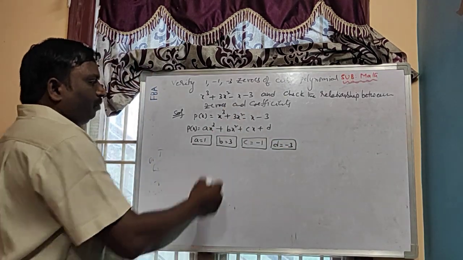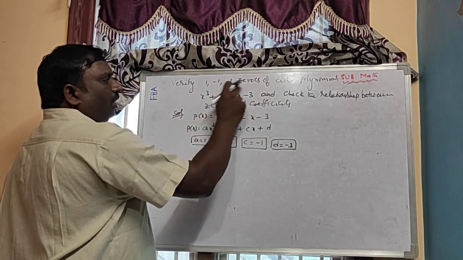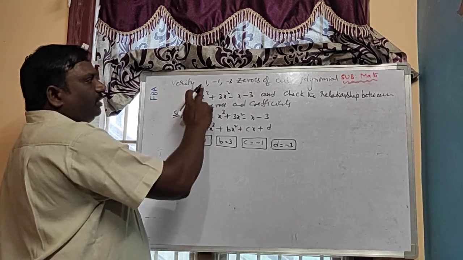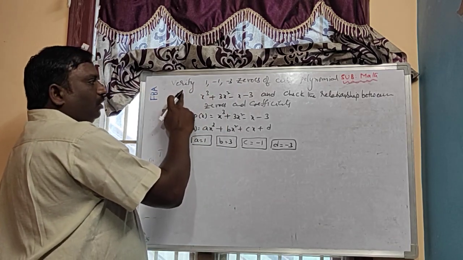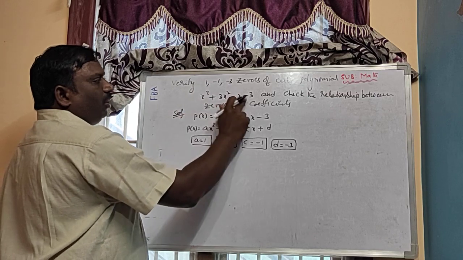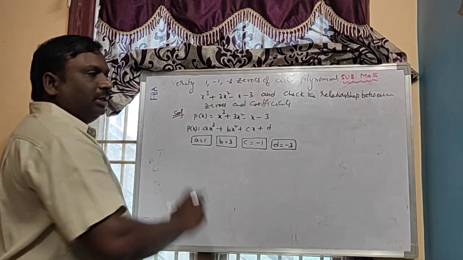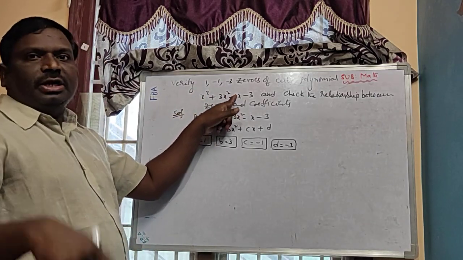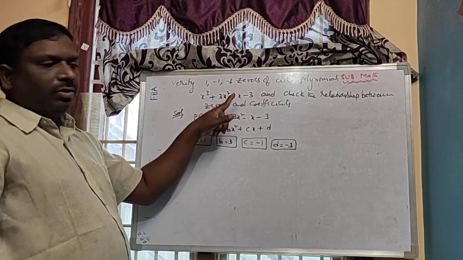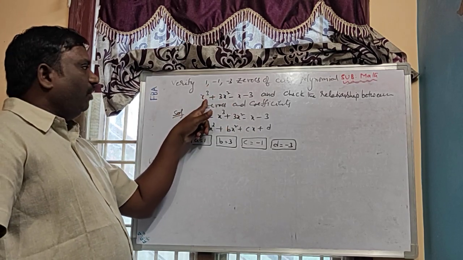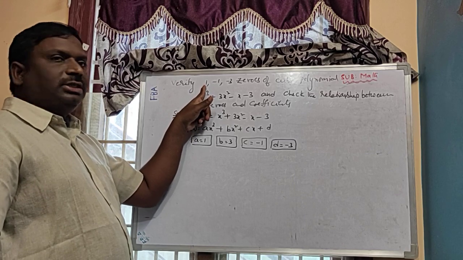Minus 3. So now they have already given these zeros. When it is given, we also have to verify. If it is a zero of this polynomial, then if you substitute it in this polynomial, we will definitely get 0. Then only this is a zero of the polynomial. If the value of the polynomial is 0, then it is a zero.